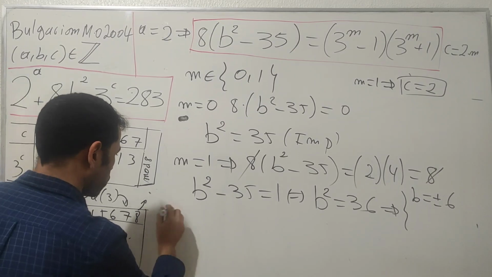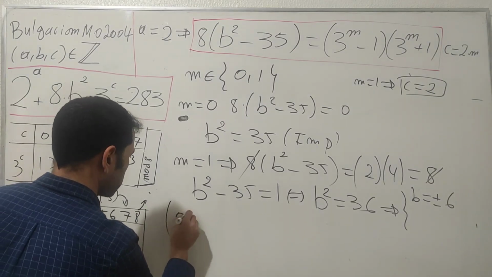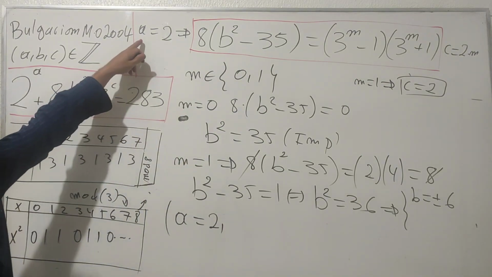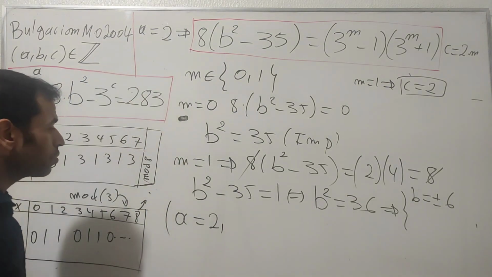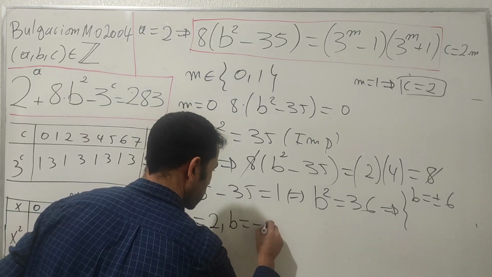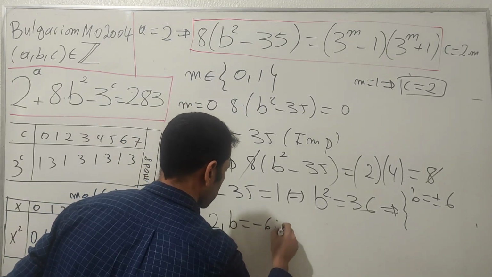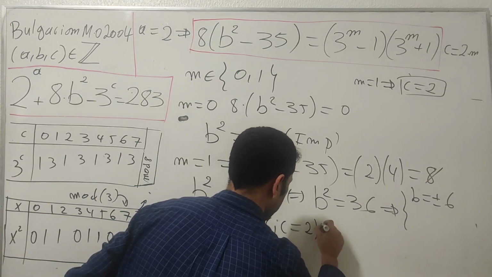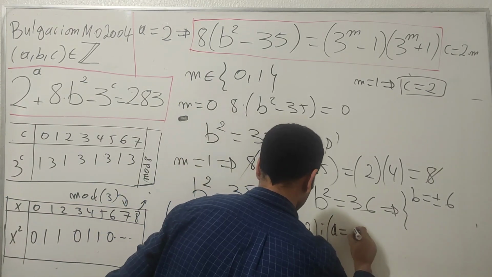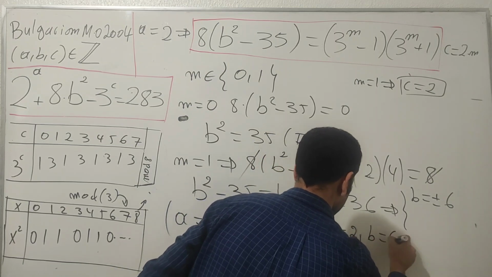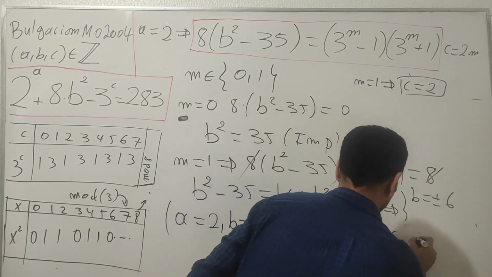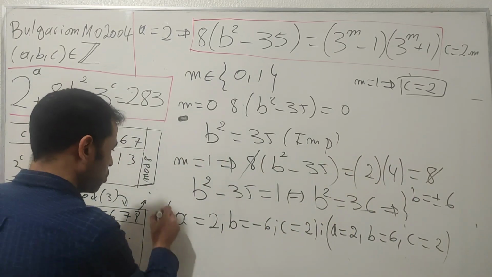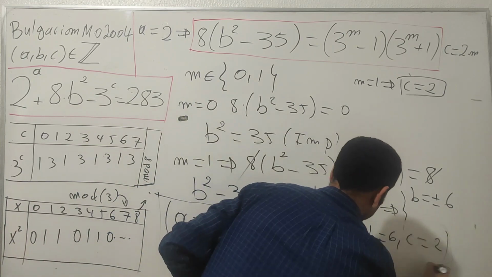So now I will have the following solution. I get a, clearly it was 2, because we have discussed our case on this integer equals 2. It gives us b equals minus 6 with c equals 2. I will have another solution, which is a equals 2 with b equals 6, because we have two possibilities here, with c equals 2. So I came up with these two solutions. That's what I have here.